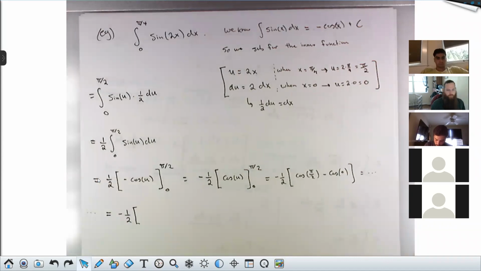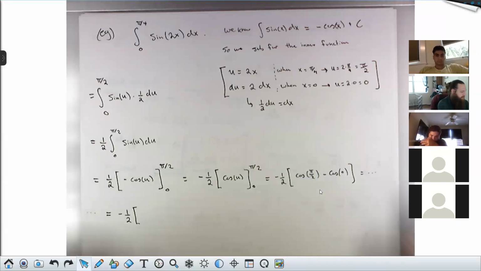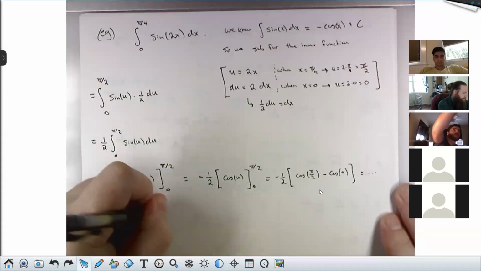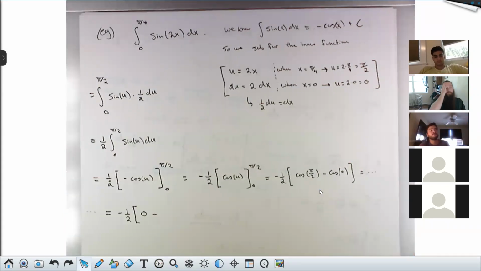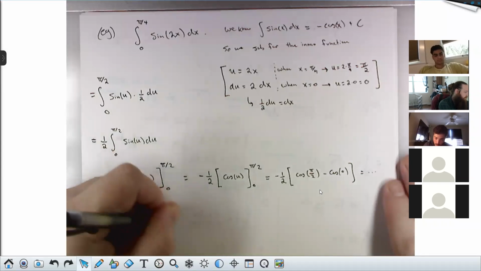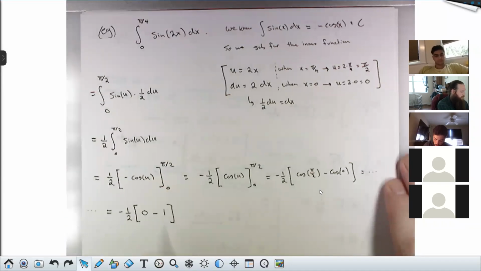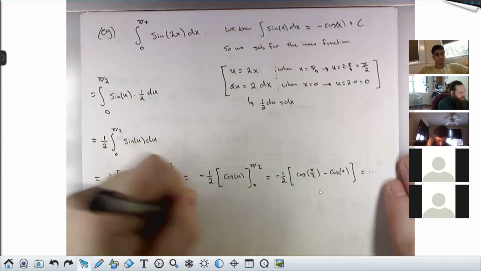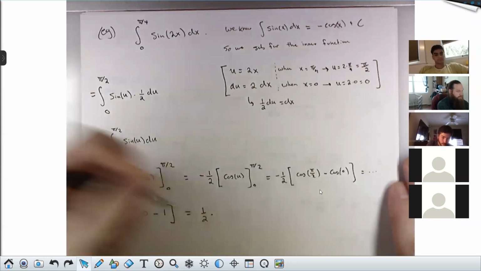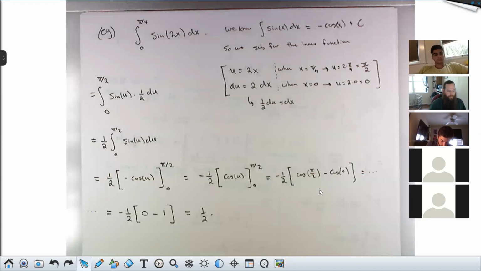What is the cosine of pi over 2? Zero. Yeah, got to know that unit circle. So cosine of pi over 2 is 0. So I have 0 minus, what is the cosine of 0? 1. Very good. Okay, so I have negative 1/2 times 0 minus 1. That's negative 1/2 times negative 1 is positive 1/2. All right, I said it.